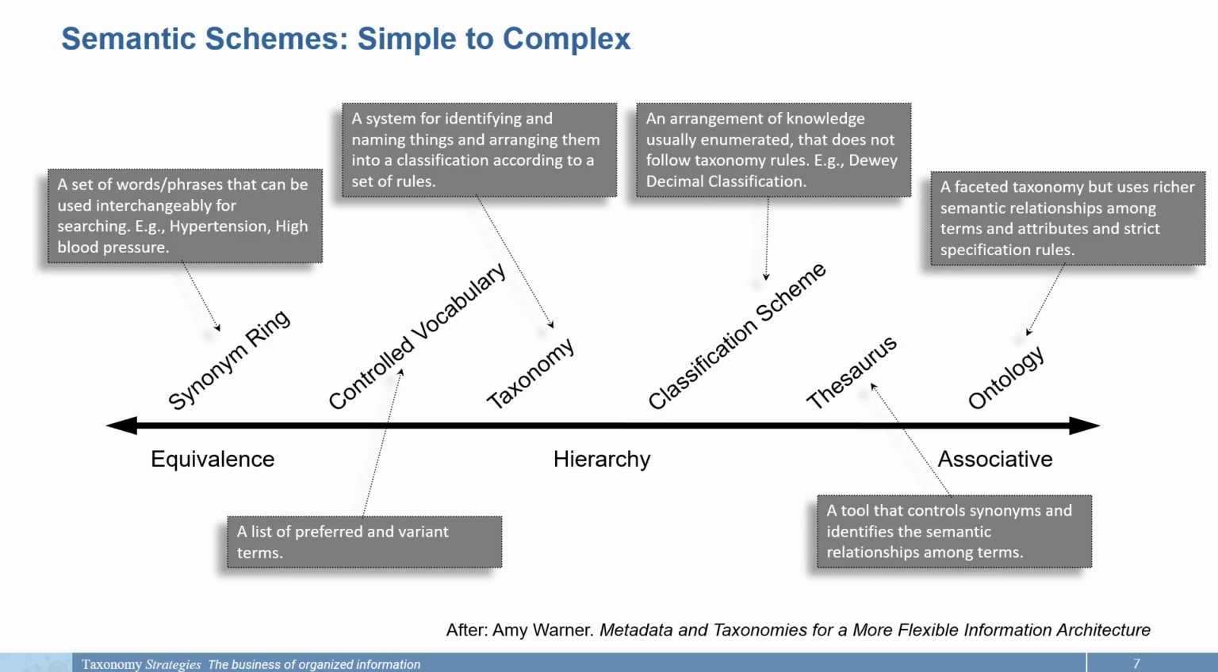Authority files are controlled vocabularies specifically used for authoritative lists of names of people, organizations, places, and other entities. And ontologies are more complex semantic schemes that define concepts and their relationships with greater specificity than a thesaurus or taxonomy. Semantic schemes aim to unify meaning and improve information retrieval by ensuring that terms are used consistently and unambiguously across a collection.